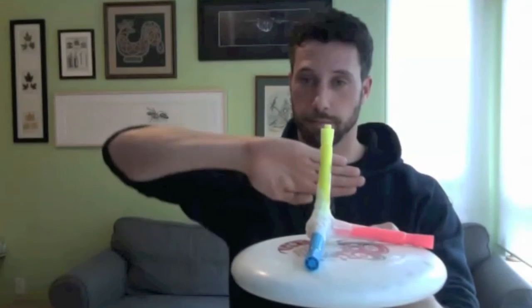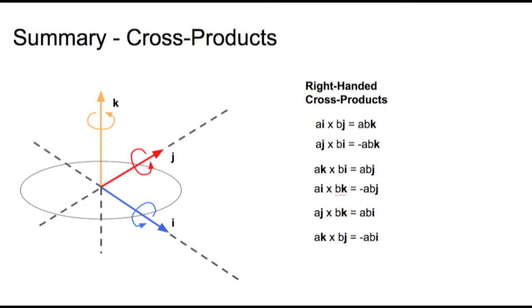Conventionally, in mathematics, the way we describe this is i cross j is positive k. j cross i is negative k. That's your right-handed coordinate system. The cross products apply equally to both the linear and the angular sense of all three vectors i, j, and k. Here I've listed all the possible cross products of all the unit vectors.